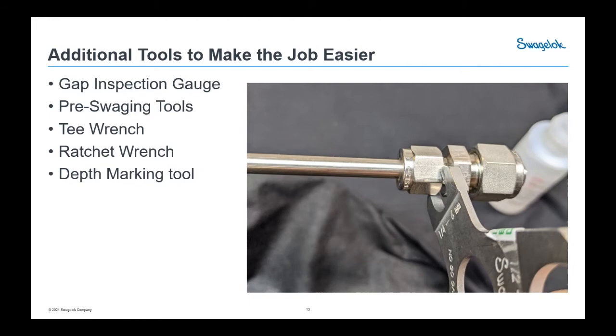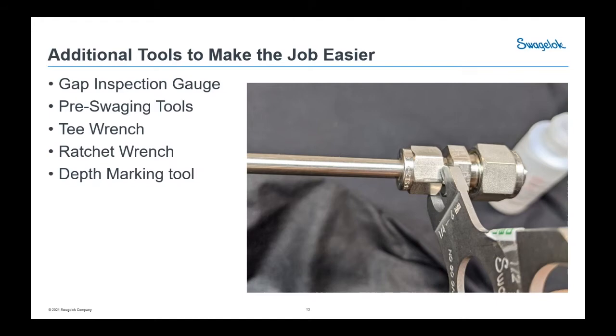We do have some additional tools to make the job easier. A gap inspection gauge is available. This tool slides between the fitting nut and the body, and it allows you to check for sufficient tightness, or if you pulled the fitting up enough. Did you go the true 1 1/4 turns? It's a go, no go gauge. If it doesn't fit in, then you have done it correctly.